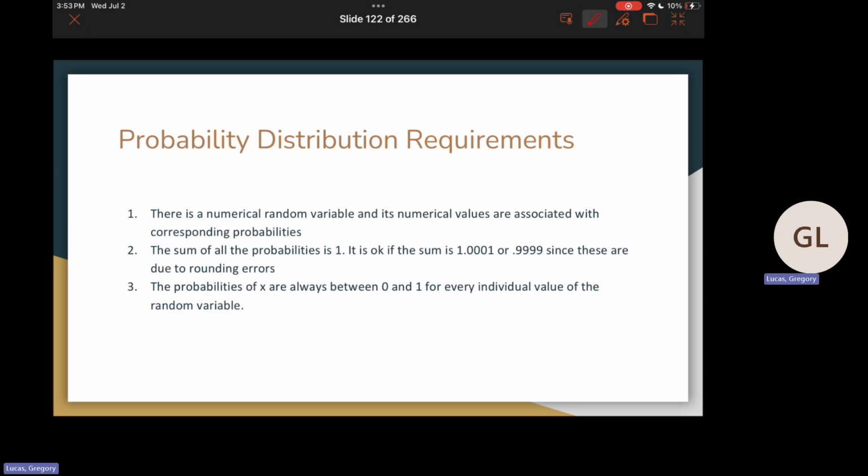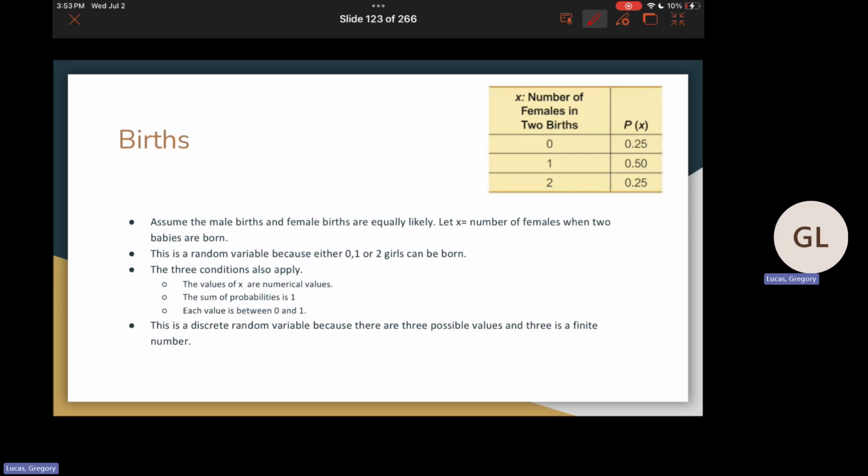And then lastly, the probabilities of x have to lie between 0 and 1. Can't have a negative number, so all of the numbers have to be between 0 and 1. That way it ensures they add to 1. So you need those 3 requirements. So now let's look at an example to put some ideas behind these definitions.